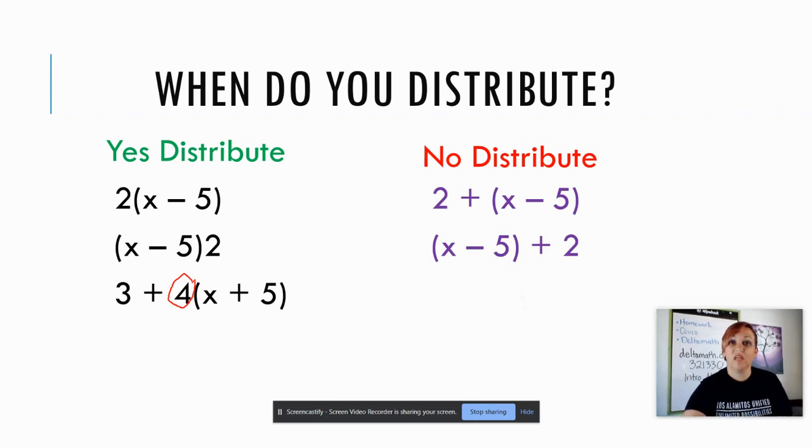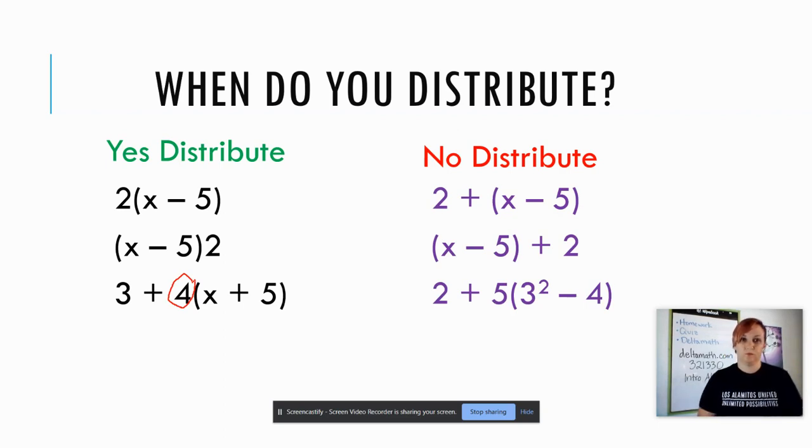Here is an example of when we would not distribute. Even though we have a number right next to the parentheses, this problem does not have any variables. When a problem does not have any variables, instead of distributing, you would do the order of operations, or PEMDAS. Here is an example where we would distribute. We're actually going to watch how to distribute this on the next video. In this scenario, because it's a minus sign in front of the parentheses, that's why we would distribute. When it's a plus sign, we don't, but when it's a minus sign, we do.